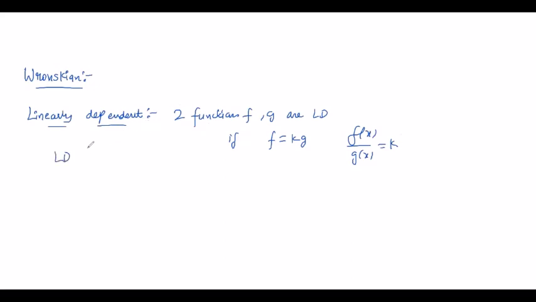So LD is the short form for linearly dependent, LI is the short form for linearly independent, because in short we will be calling them LD or LI. So this is very easy to check. And now I'm going to give you another way, which is the Wronskian. This is a definition which I'll define. So this is another way to check LD or LI.